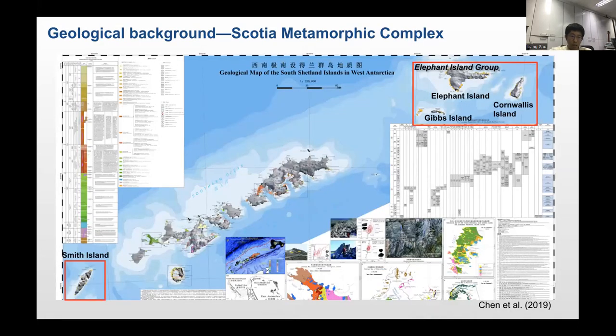Also, there are two places where we can see the metamorphic rocks. One is located at the southeastern tip of the South Shetland Islands. It is the Smith Island. And the other is located at the northeastern tip of the islands. It's the Elephant Island group.